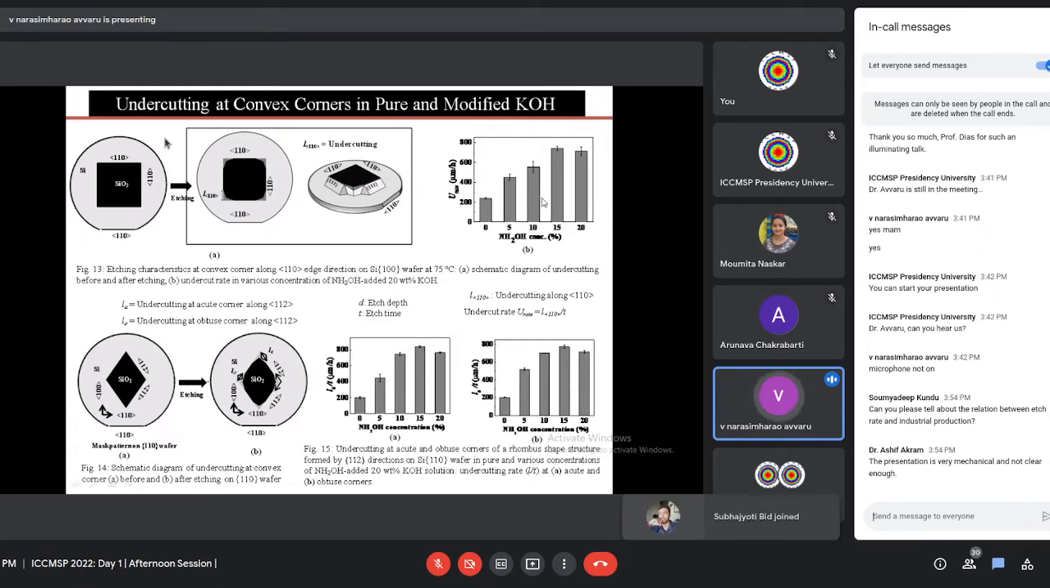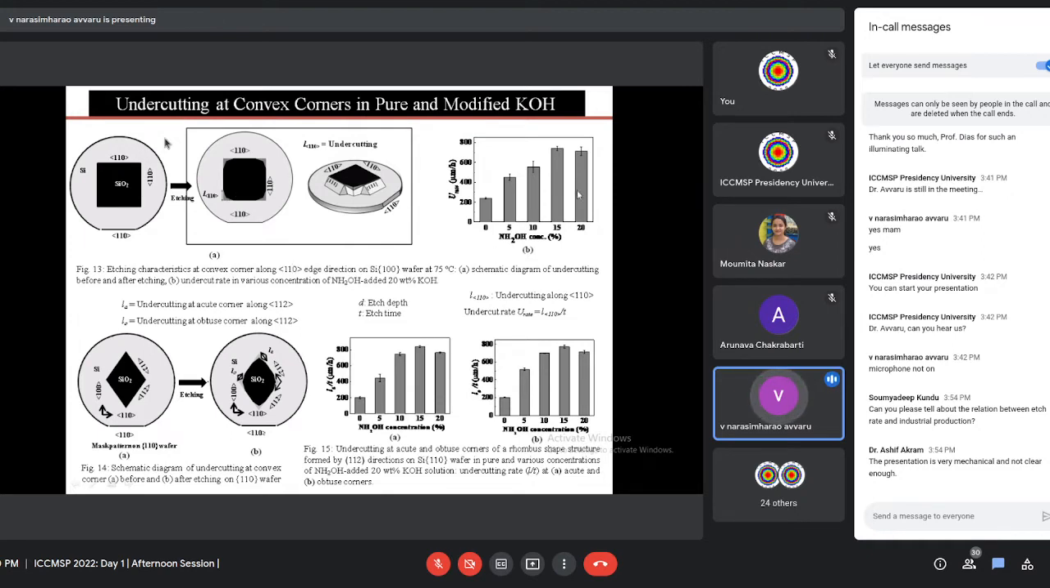This graph shows the undercutting rate in pure and various concentrations of NH2OH. Undercutting increases with increasing NH2OH concentration. At 15%, we observed the maximum undercutting rate, which is also 3 times more. This is the undercutting rate on the 100 surface. This is the undercutting rate on the 110 surface. This is a schematic view before and after wet anisotropic etching, where mask undercutting takes place at convex corners.